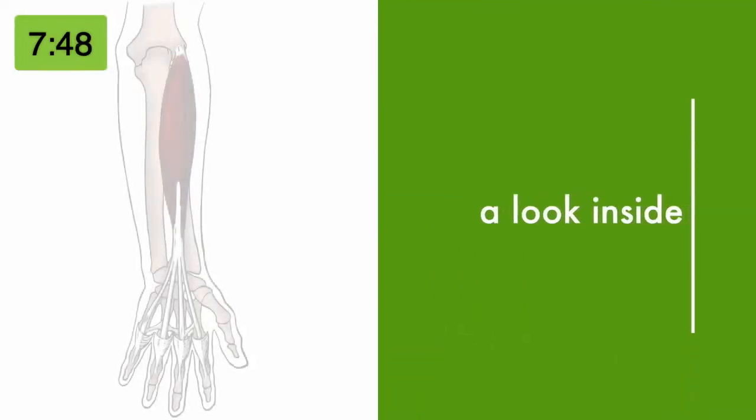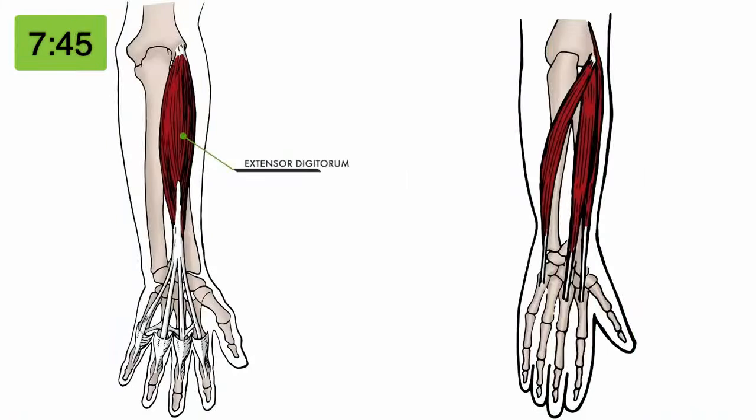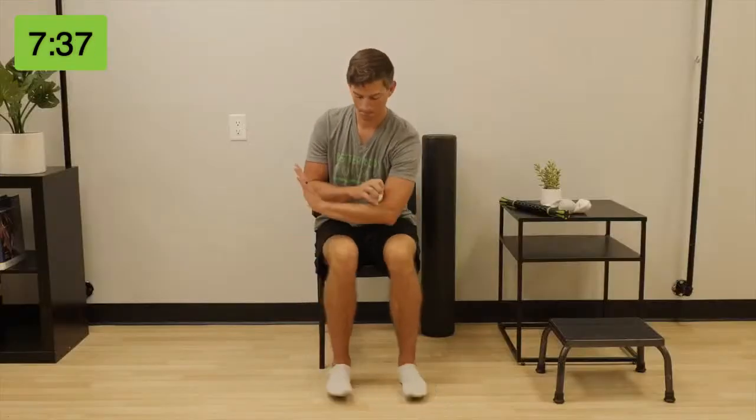Carpal tunnel syndrome commonly is caused by forearm muscles that get overly tight and create compression on your carpals. We will start by working through the extensor digitorum, the extensor carpi radialis longus and brevis, and extensor carpi ulnaris. Start with a lacrosse ball on the upper part of the forearm.